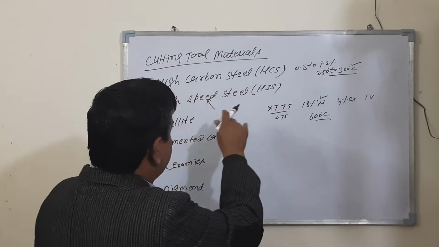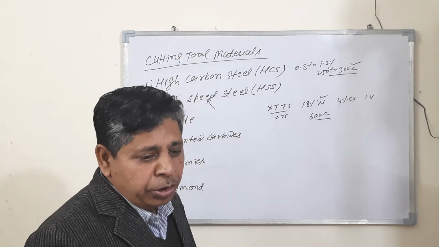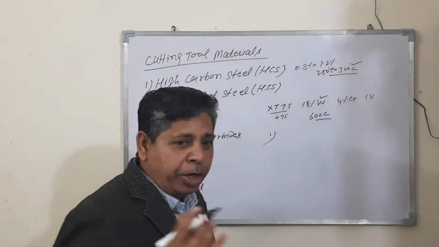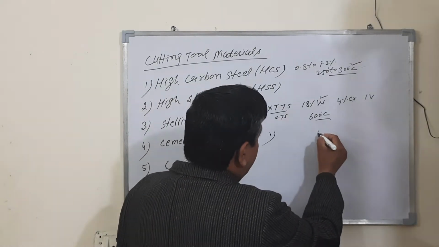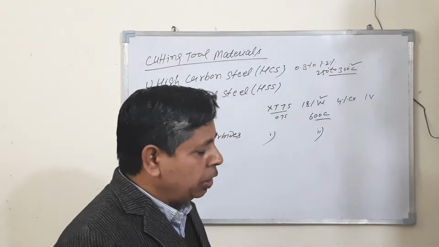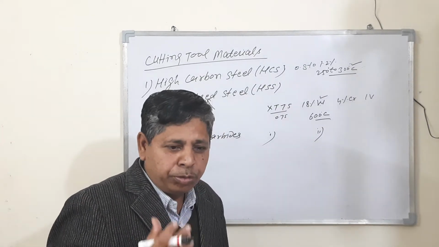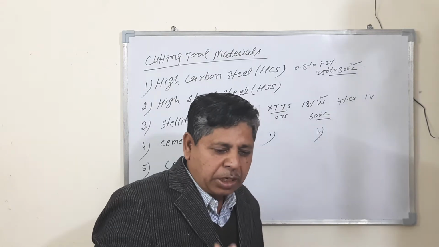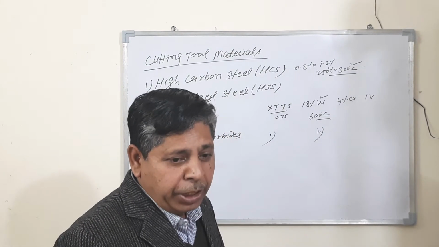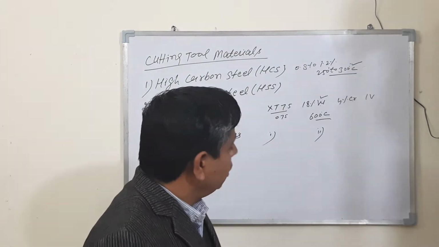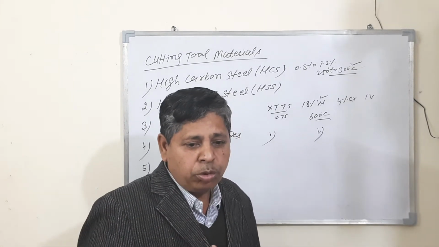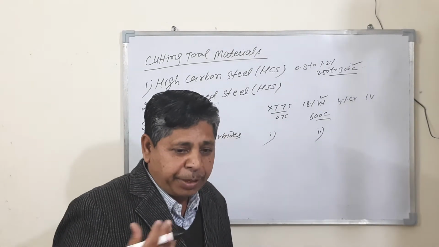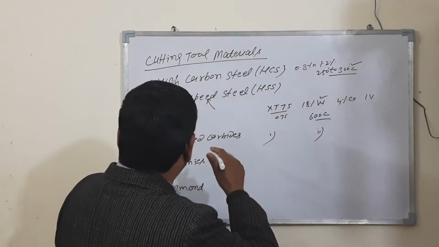The high speed steel tools are generally used in two ways. Number one is single point cutting tool. Number two is multi point cutting tool. Single point cutting tools are generally used for the shaper and lathe machine. Multi point cutting tools are generally used for milling, like cutter, reamer, broaching tool, drill bit, tapping, etc.